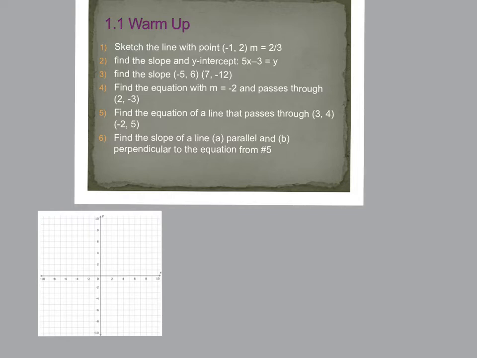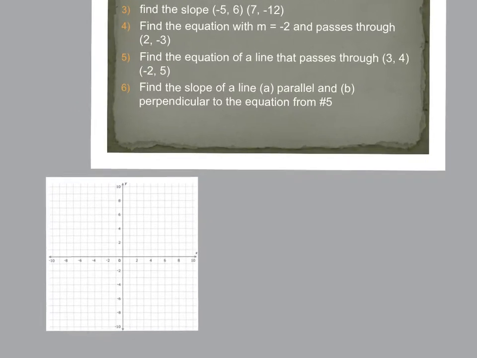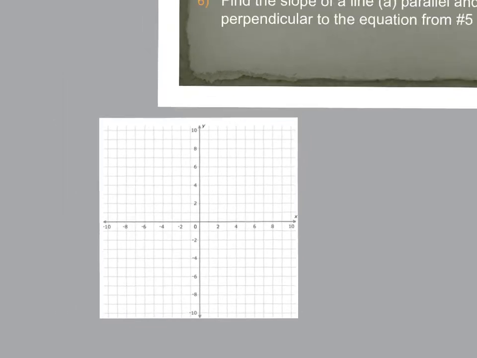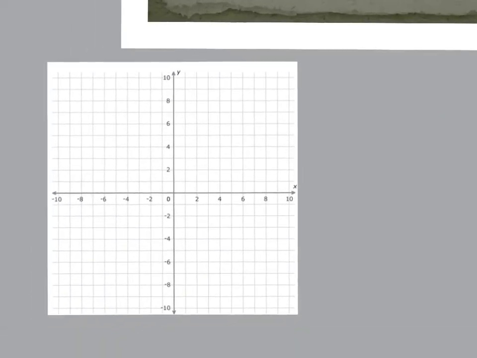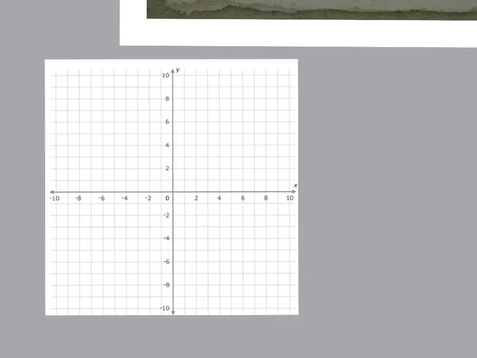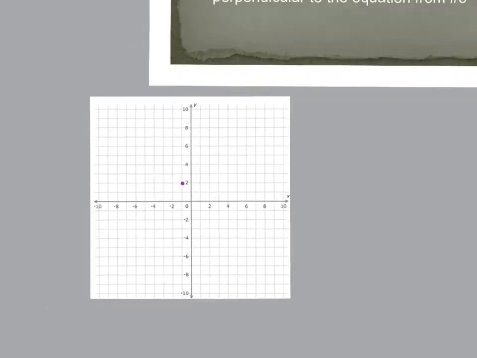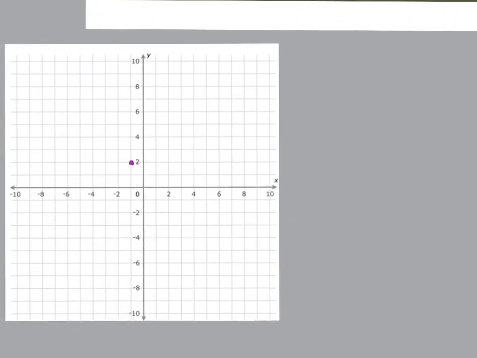Okay, so the first question says, sketch the line with the point -1, 2 and slope 2/3. So I brought in a coordinate grid. I'm going to first plot my point, which is at -1, 2. So back 1 and up 2. And then I'm going to use my slope, which was that positive 2/3, go up 2 and to the right 3, and then do it again. Or I could go down 2 and to the left 3, either way. And then draw yourself your line.